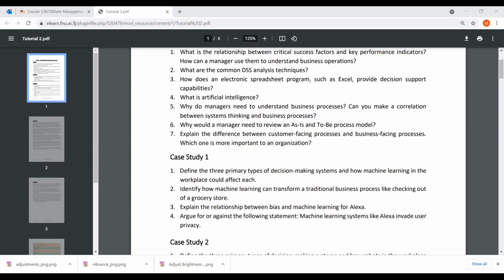So let's go and write down the answers. Now I'll be dictating it. Please do write it. It's supposed to help you out in your revision. And let's begin. First of all, you'll write down operational level and give a dash. We're giving out the three primary types of decision-making systems. The first one is operational level, dash.